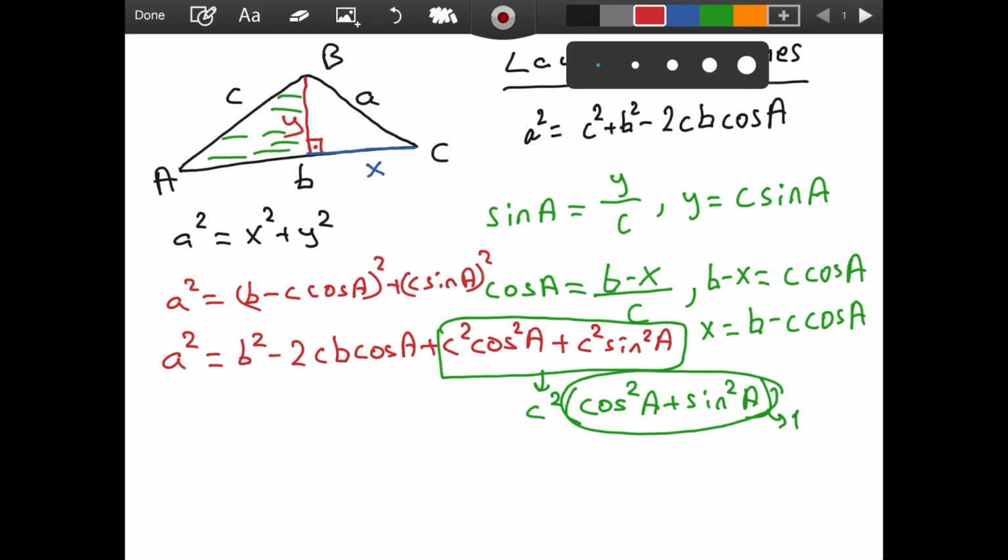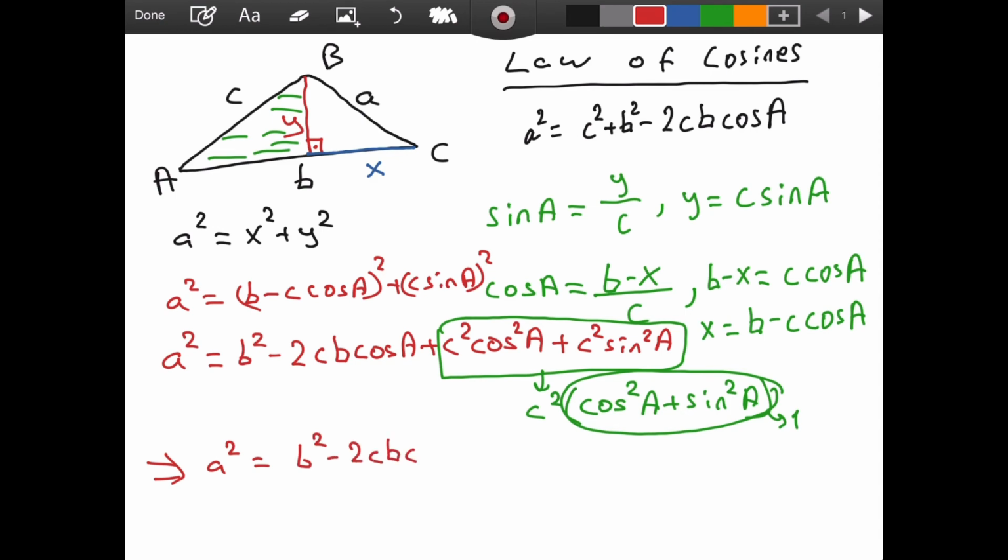Now then, let's write a squared one more time. A squared is equal to b squared minus 2cb cosine of a plus c squared. And look at the law of cosines that I stated at the beginning. The formula that we derived is exactly the same as it. So we actually proved the law of cosines.